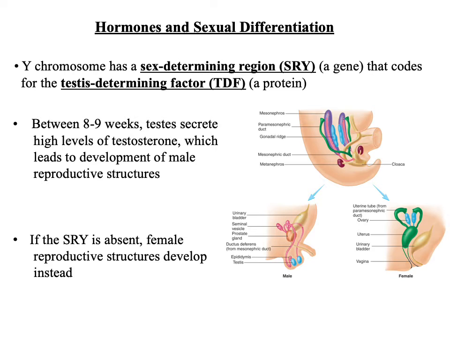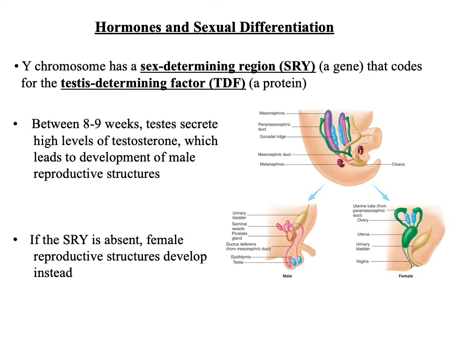So due to the presence of this gene, males will produce this testis-determining protein, essentially. Okay, and that's going to have a hand in the direction of the development. So that's going to participate in a process that will lead to the formation of a male reproductive system as opposed to a female reproductive system.